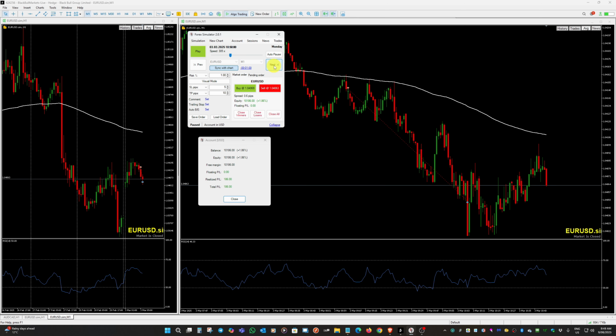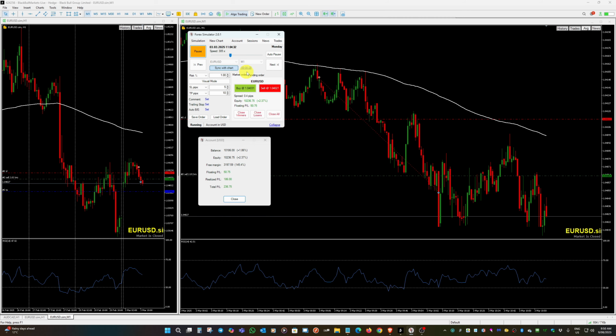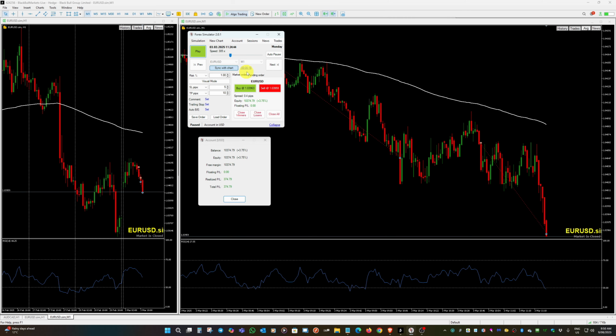Okay, this looks like our next setup. We're going to take another sell and see how this one plays out. I'm fairly confident because we are going in the right direction. We are looking for shorts on both charts, the 1 hour chart and the 1-minute chart. And so this one has worked out as well.